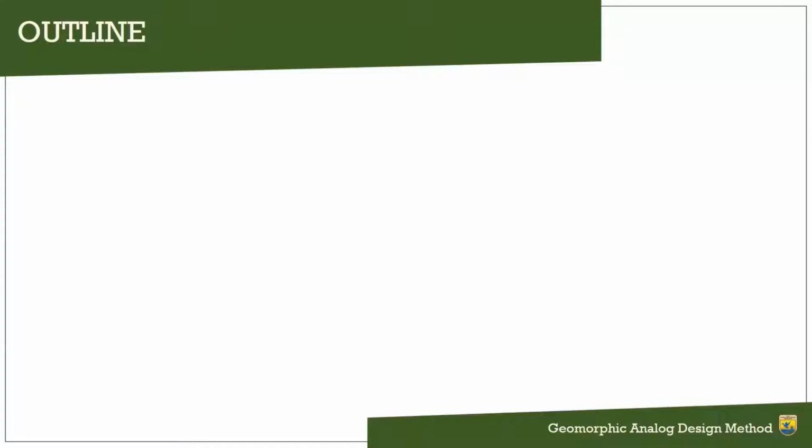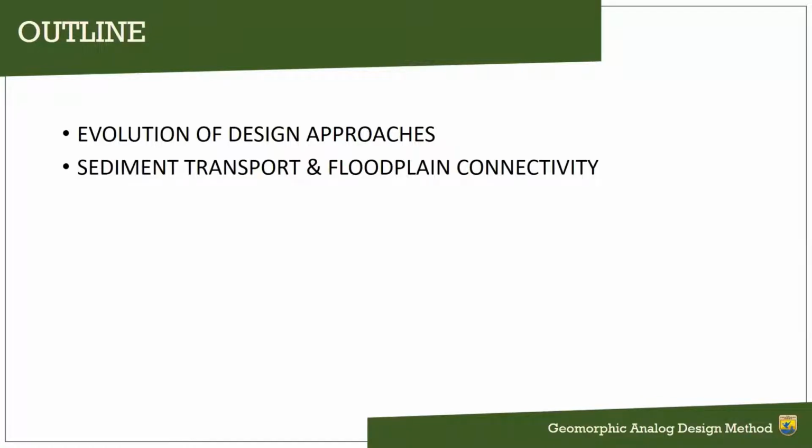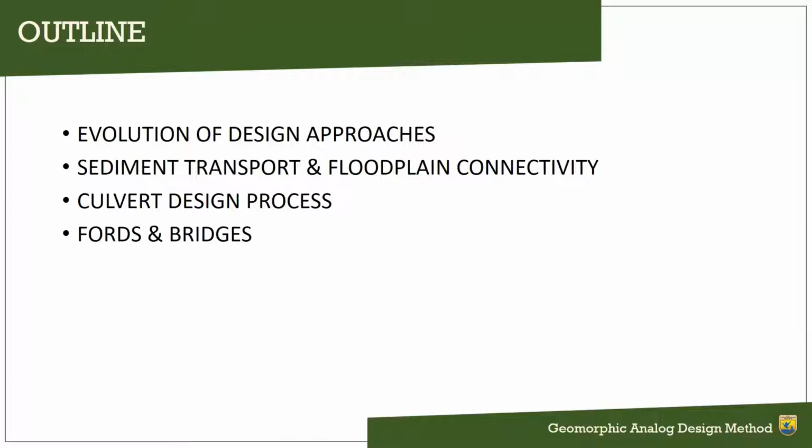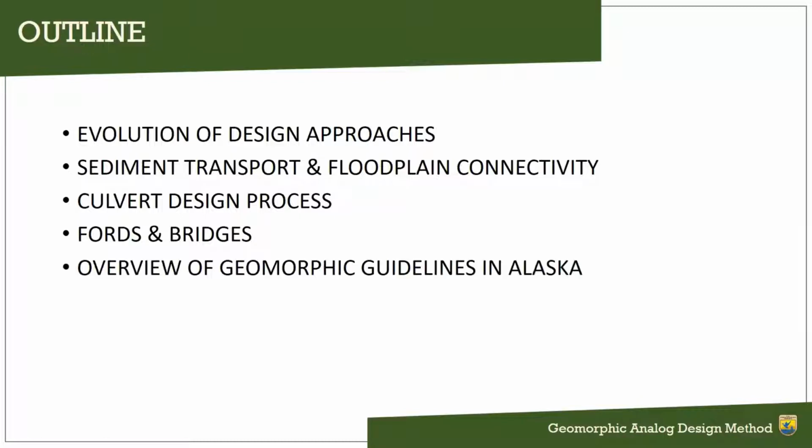Give you an outline of where we're going today. We're going to talk about the evolution of design approaches that have been used over the years at road stream crossings. Sediment transport and floodplain connectivity. I've already heard a lot about floodplain connectivity, but we're going to keep hammering that home. The culvert design process. And I'm going to touch on fords and bridges. And then finally, I'll give you an overview of geomorphic guidelines in Alaska.